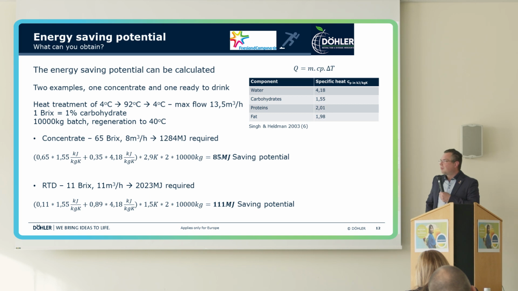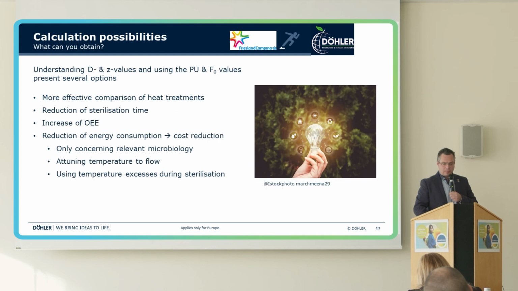All in all, making your pasteurization temperature dependent on the flow could save, in these 2 examples, approximately 5.5% of energy, which is a significant reduction. That is the power that you can use when you make your production line smarter. So to understand these calculations, you can also have a better comparison of heat treatments.